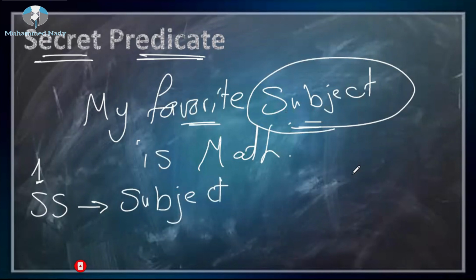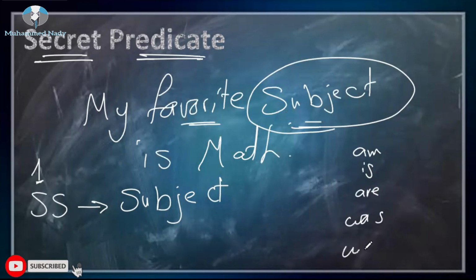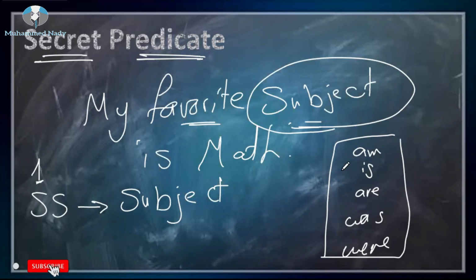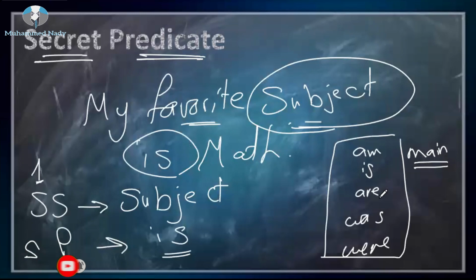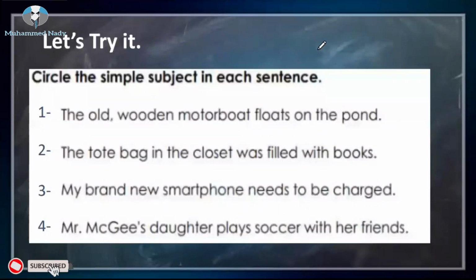Okay, what about the predicate? Look at this. If you have in your sentence am or is or are, was or were, and these are the main verbs, I mean, you don't have any other verbs in the sentence, so these are the predicate without thinking. So if you look at this, my favorite subject is math. The simple predicate is. If you have am, is, are, was, or were in your sentence, and these are the main verb, what do I mean by the main verb? They don't have any other verbs next to them. So these are the main verbs, and this is the predicate of the sentence. Now let's practice. Let's try some sentences.